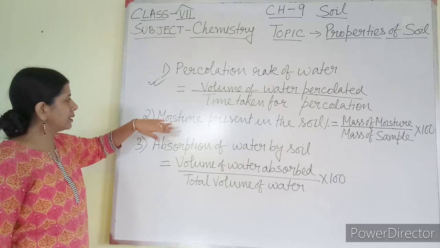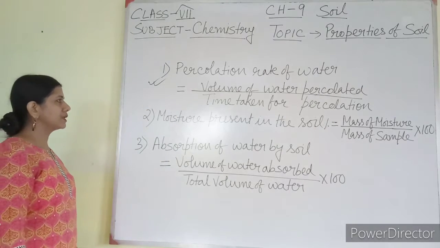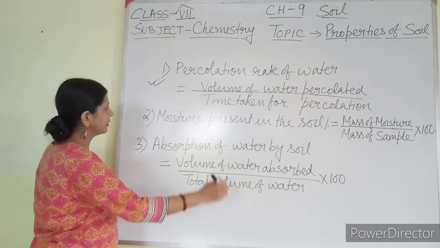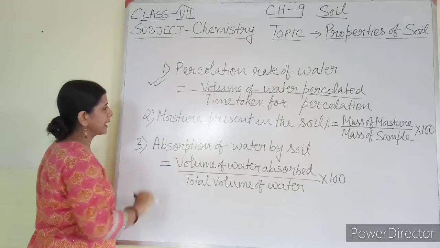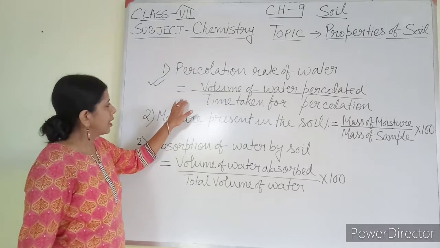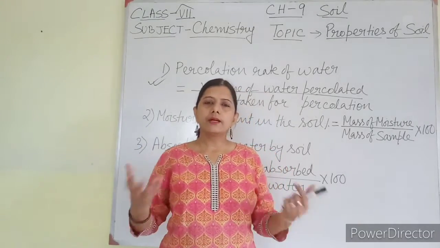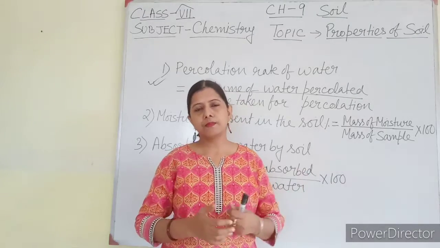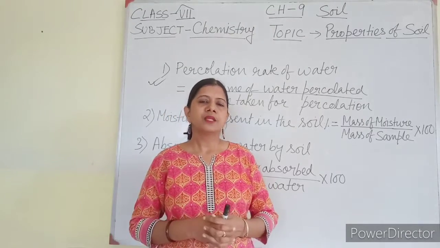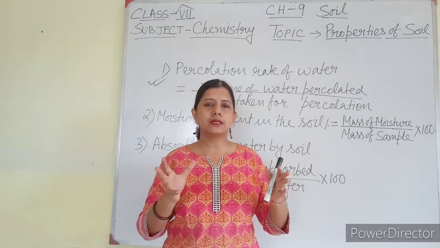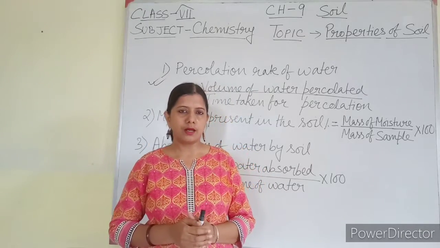Volume of water percolated divided by time taken for percolation. This you have to remember. Percolation rate of water can be calculated using this formula, that is volume of water percolated by time taken for percolation. Now how to do the calculation? Whatever the soil, you take some sample of soil, or you can do this activity in the ground also. In the ground you put a pipe, a little bit thicker PVC pipe, and put it inside the soil.